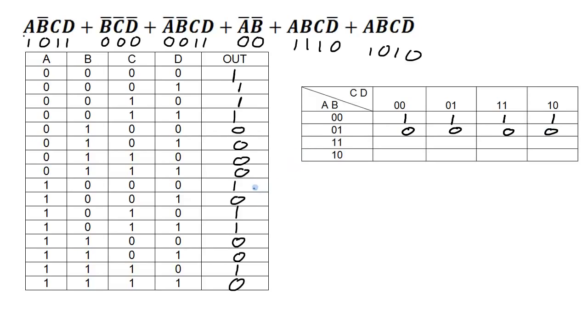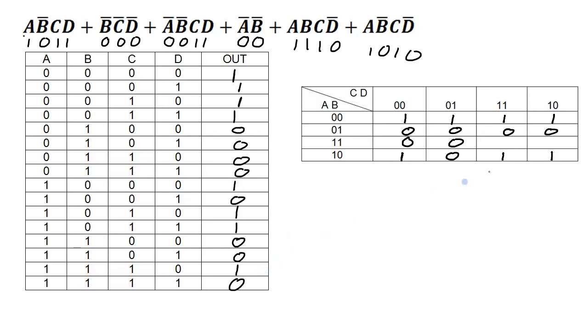Then 1, 0, 0, 0 is 1. That's the bottom row in the Karnaugh map. 1, 0, 0, 1 is 0. 1, 0, 1, 1 is a 1. And 1, 0, 1, 0 is also a 1. 1, 1, 0, 0 is 0. 1, 1, 0, 1 is 0.